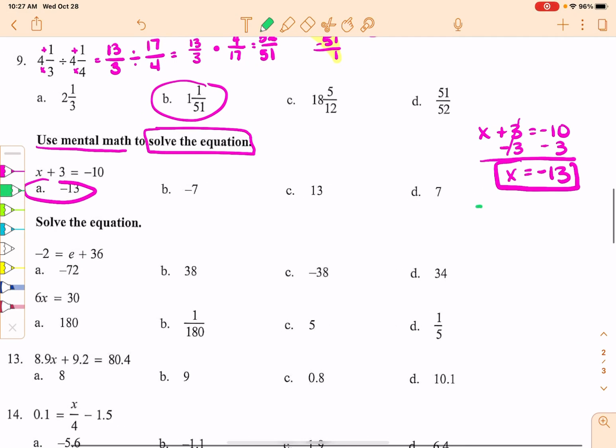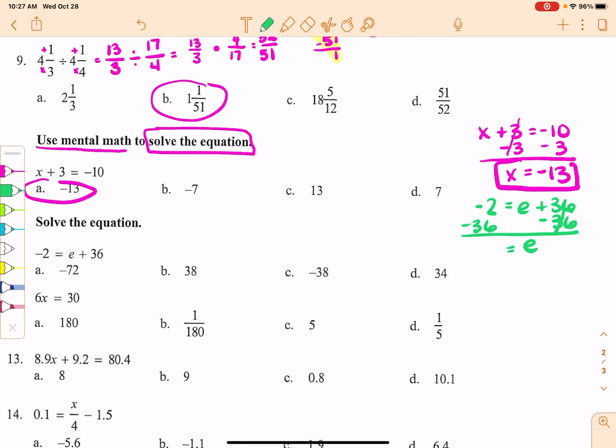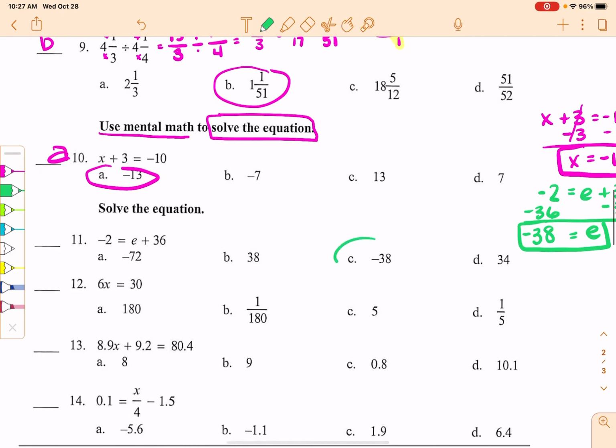So I'm going to take number 11 right here, and I'm just going to move it over here. I have negative 2 equals E plus 36. So first of all, you want the variable alone, that's the E. The opposite of adding 36 is subtracting 36. So those cancel and you're left with E. Then negative 2 minus 36 is negative 38. So we're going to have C.